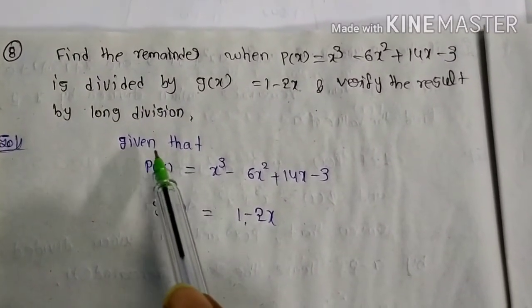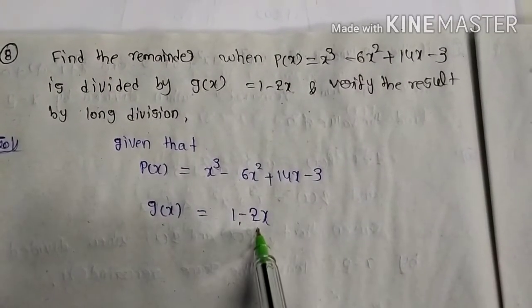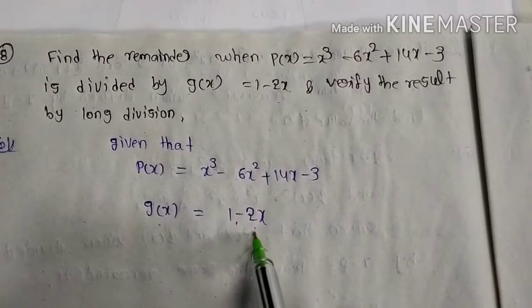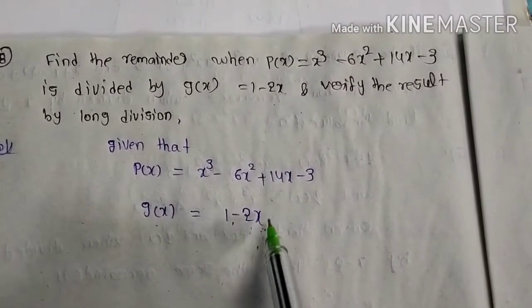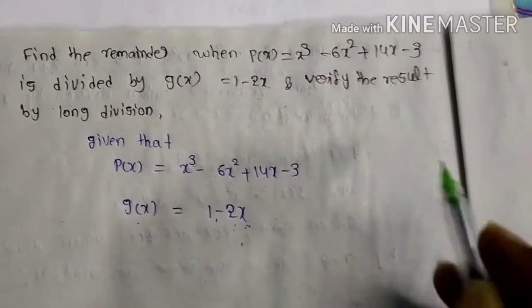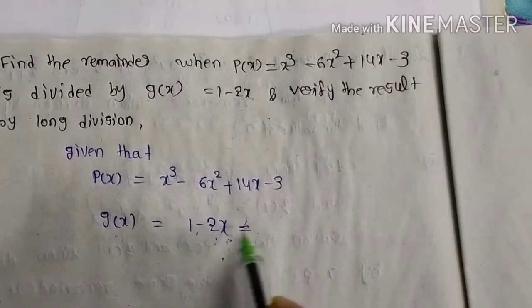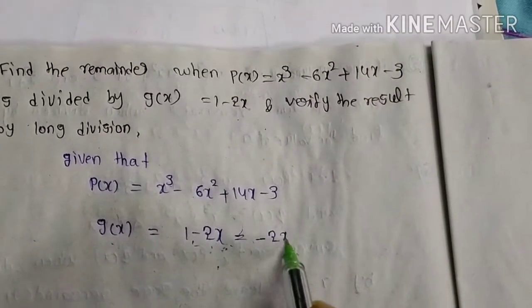I have written here, see, given that p of x is equal to and g of x is equal to. First of all, you can see g of x is in standard form. Is it in standard form? No, we need to write as per the degrees. Yes or no? So that I am writing here 1 minus 2x can be written as minus 2x plus 1.